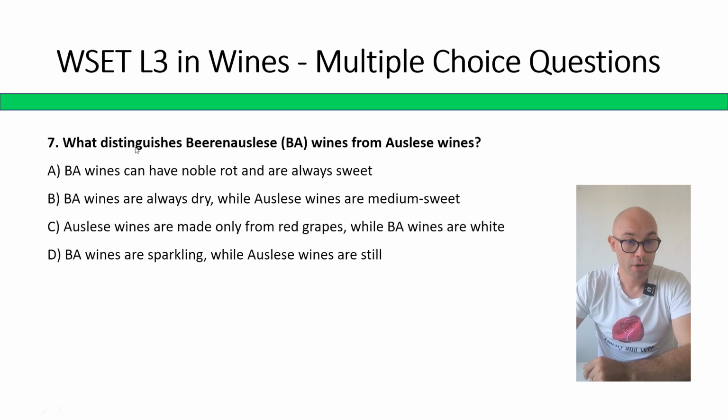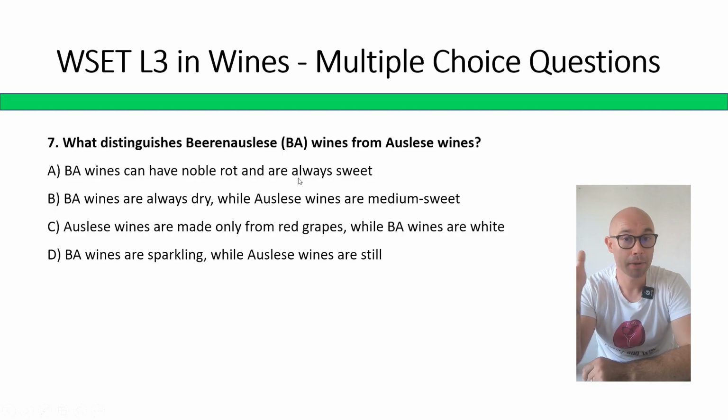What distinguishes Beerenauslese, or BA for short, wines from Auslese wines? BA wines can have noble rot and are always sweet. BA wines are always dry, while Auslese wines are medium sweet. Auslese wines are made only from red grapes, while Beerenauslese wines are white. BA wines are sparkling, while Auslese are still. So the correct answer is A, BA wines can have noble rot and are always sweet.